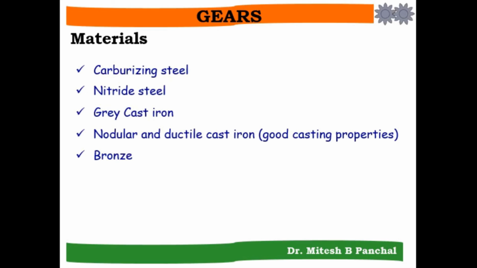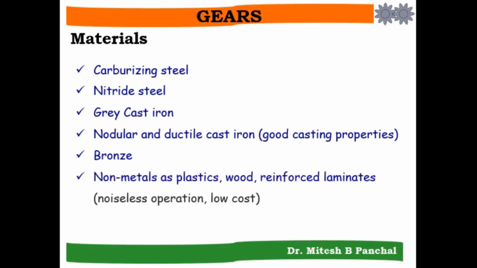A few non-metals like plastic, wood and reinforced laminates provide noiseless operation, and they are low cost gears. So non-metal gears are also used, especially for toys and clocks.